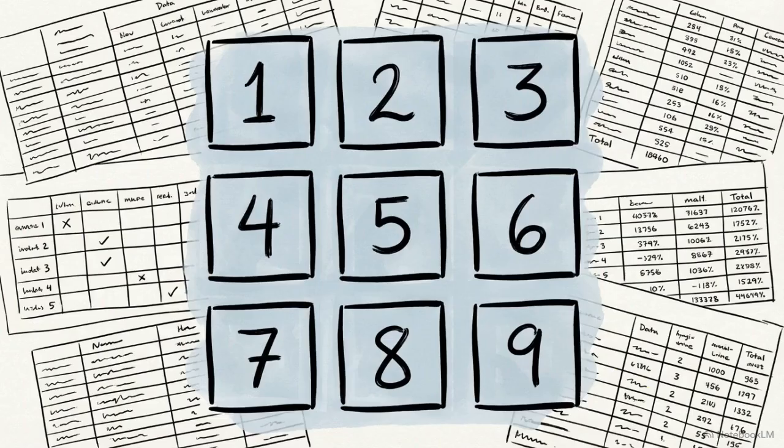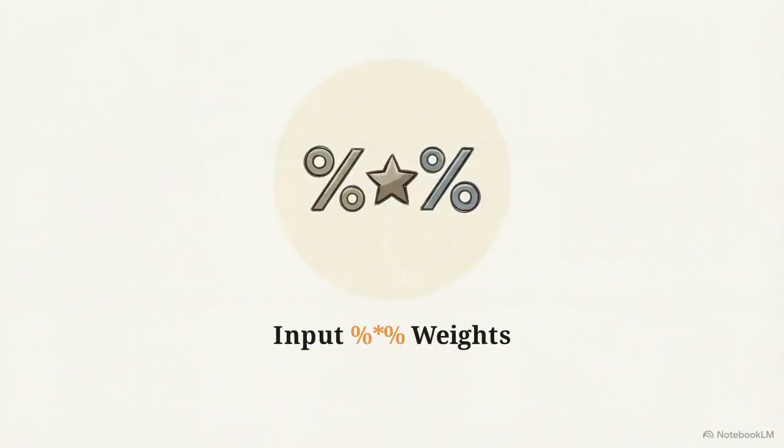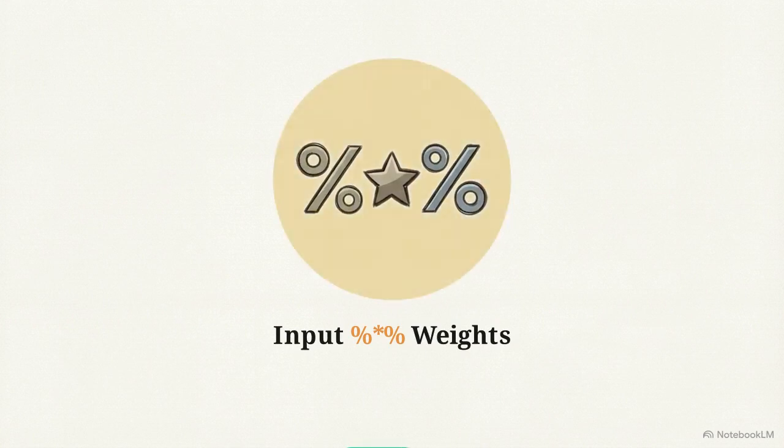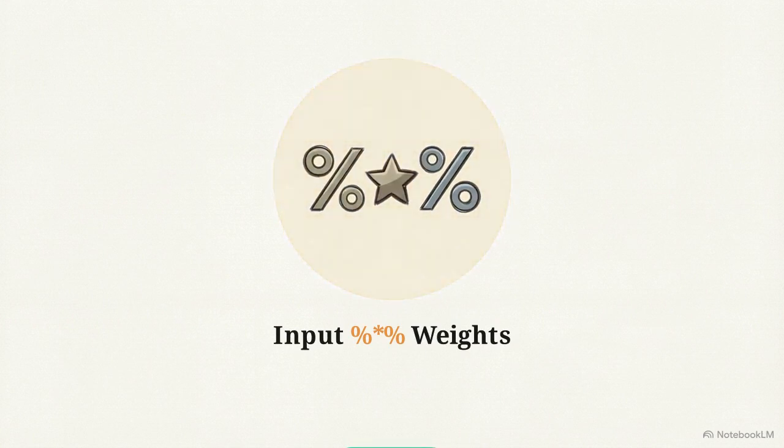Step 2. Create a second matrix and name it weights. This grid is the mathematical representation of the AI's learned memory and historical patterns. Step 3. Execute the transformation. Multiply your input by your weights using that %*% operator.